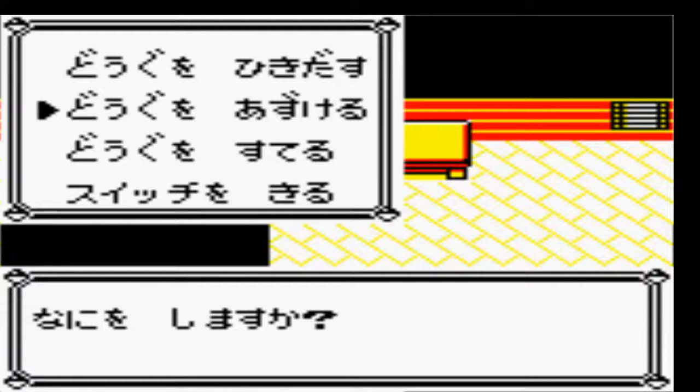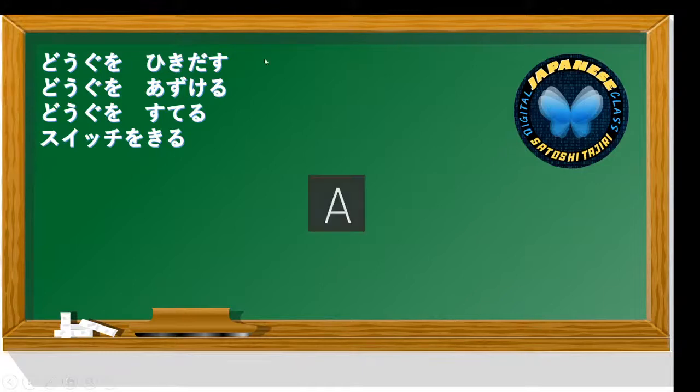Okay, so we have our dogu wo hikidasu. Dogu wo azukeru. Dogu wo suteru. Or we have our suichi wo kiru. Okay, go back here. Okay, so these are the choices that we have from our laptop earlier.